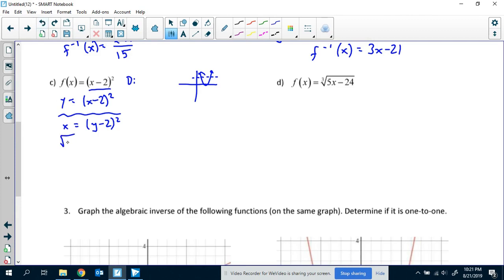Sorry. So square root of x equals y minus 2.